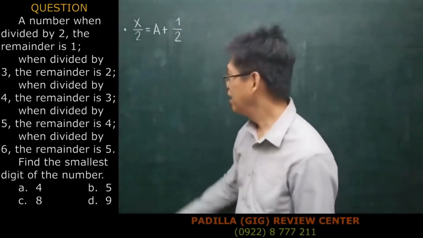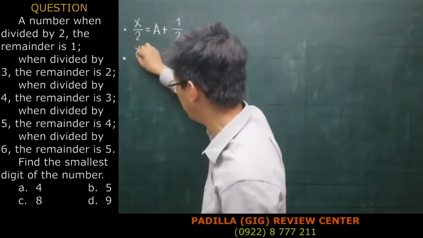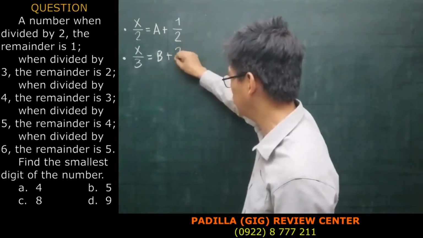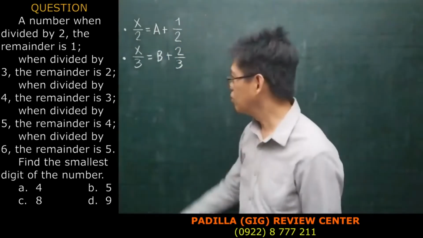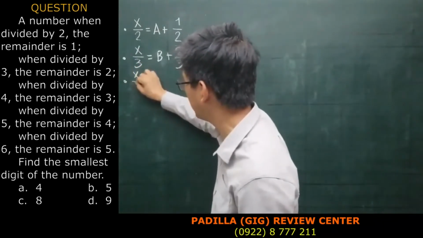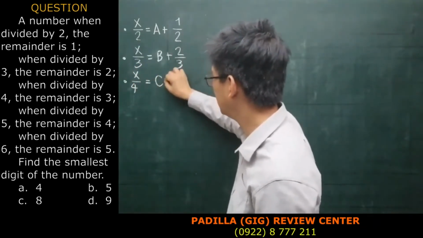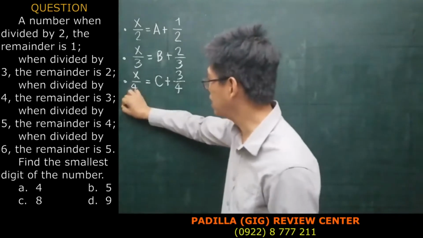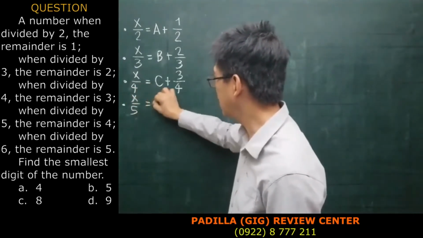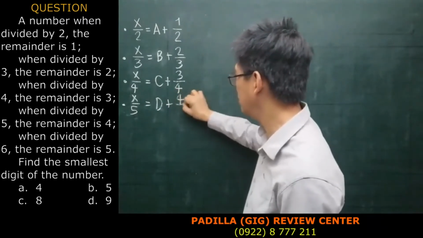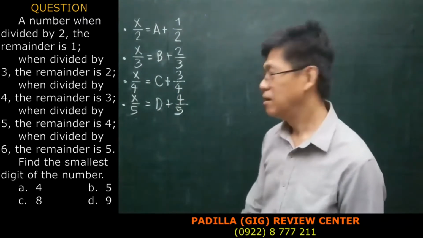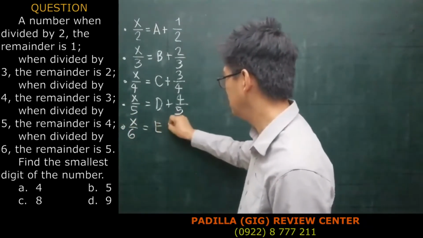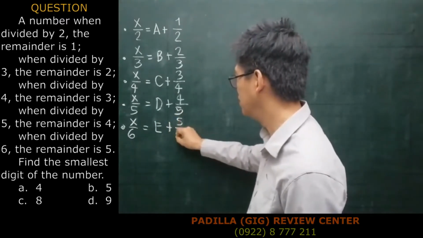This is equation 1. Condition number 2 says you divide x by 3. Let's say B is the answer, remainder 2, divisor 3. Condition number 3, when you divide x by 4, the answer is C, remainder is 3, divisor is 4. While when you divide it by 5, the answer is D, remainder is 4, divisor is 5. Now, when you divide it by 6, the answer is E, remainder is 5, divisor is 6.